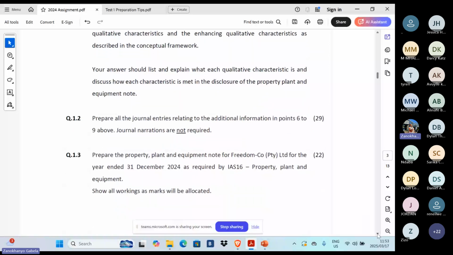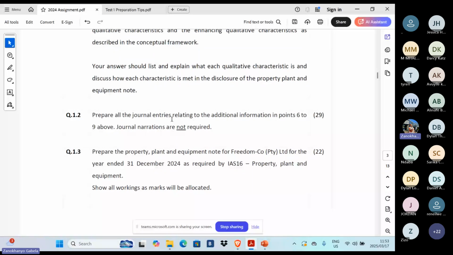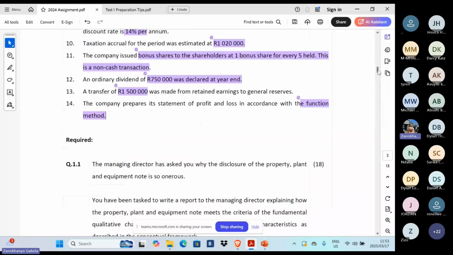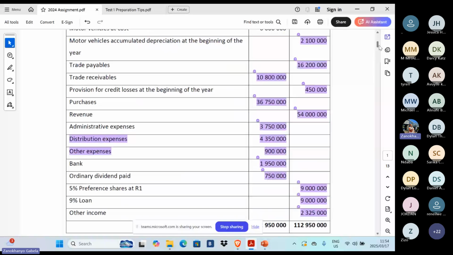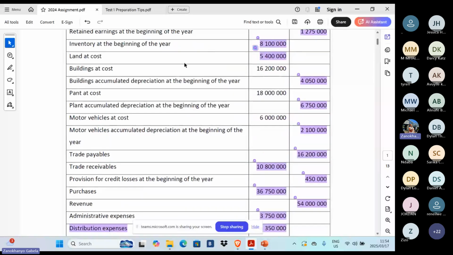All right. So they say question 1.2, prepare all the journal entries relating to the additional information in point 6 to point 9 above. Remember, point 6 is the one that talks about revaluation. They're talking about the building at the beginning of the year. We have a cost of 16 million, 200,000, and then minus the accumulated depreciation here, minus 405123. That gives us a carrying value of 12 million.